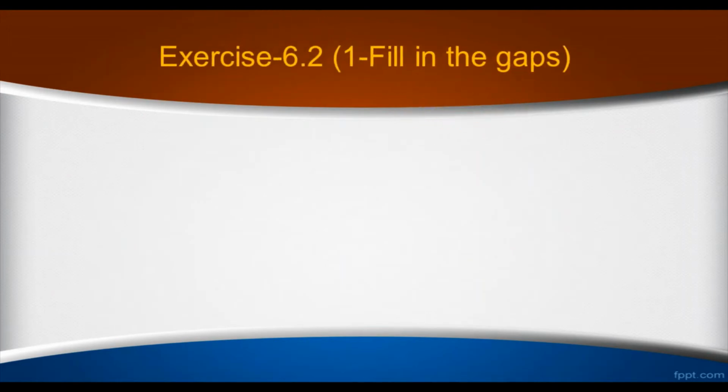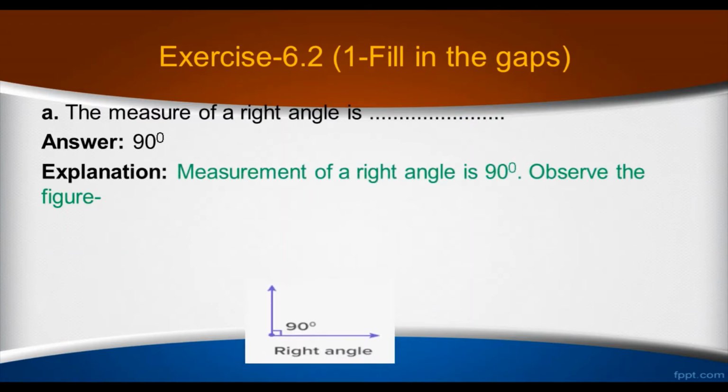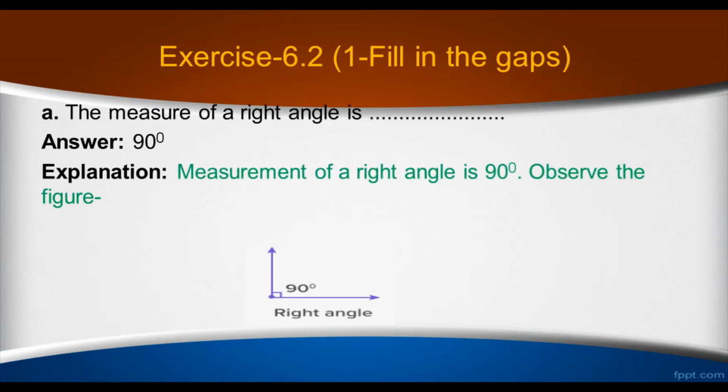Now, my dear students, exercise 6.2, number 1, fill in the gaps. There are 6 questions and I will solve it with explanation. The measure of a right angle is dash, my dear. The answer will be 90 degree. And this is the explanation, my dear. Measurement of a right angle is 90 degree.